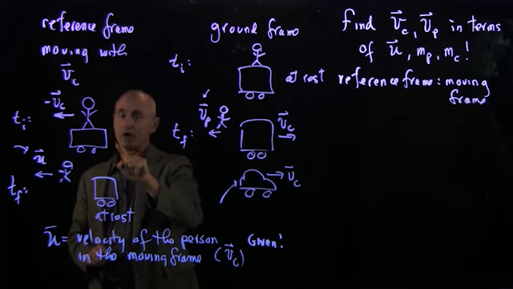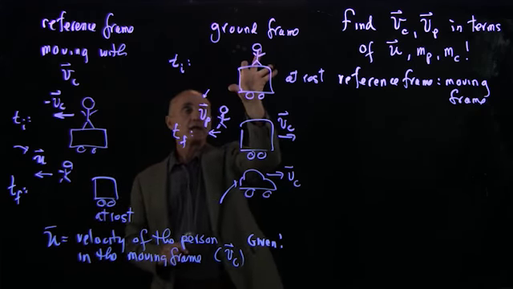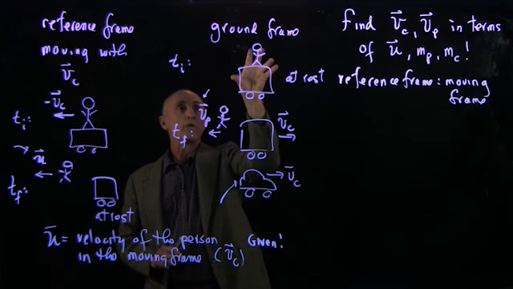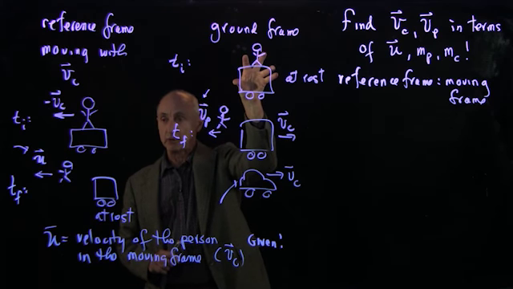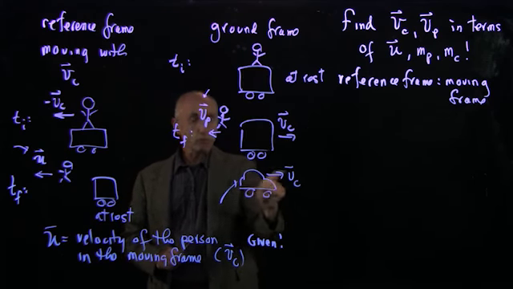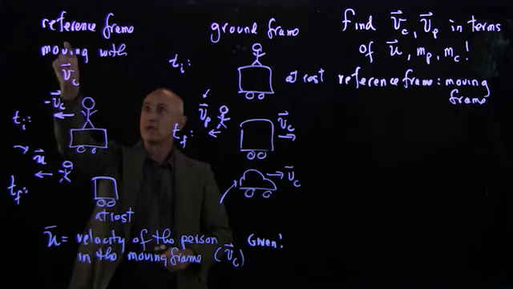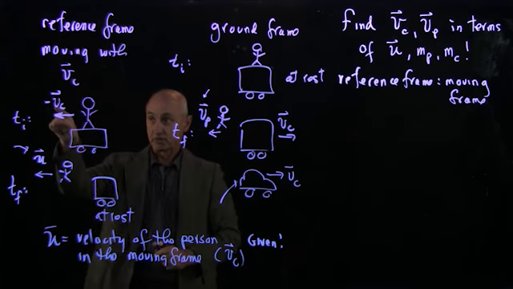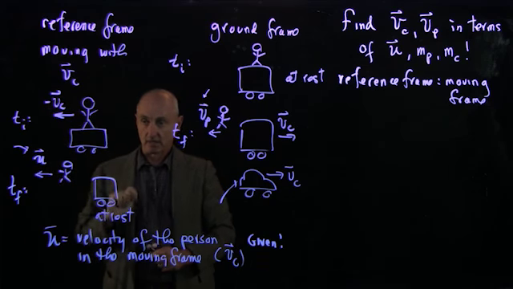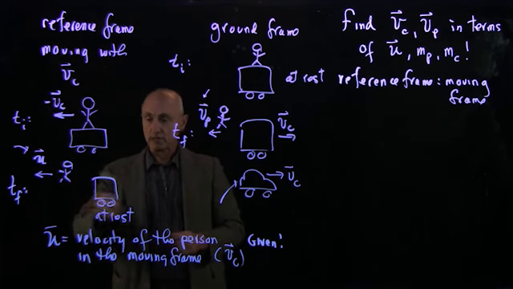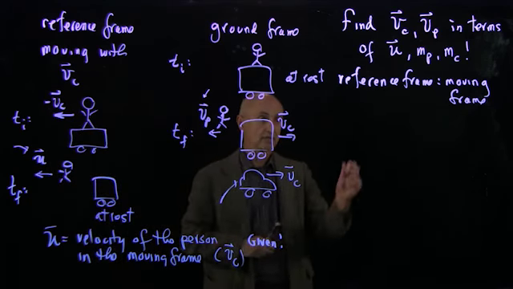The tricky part was to realize that in the ground frame, when the cart is at rest here in the ground frame, an observer moving with speed vc would see the person in the cart moving backwards in the moving frame with the speed minus vc. So now we can apply the momentum principle to these two states.